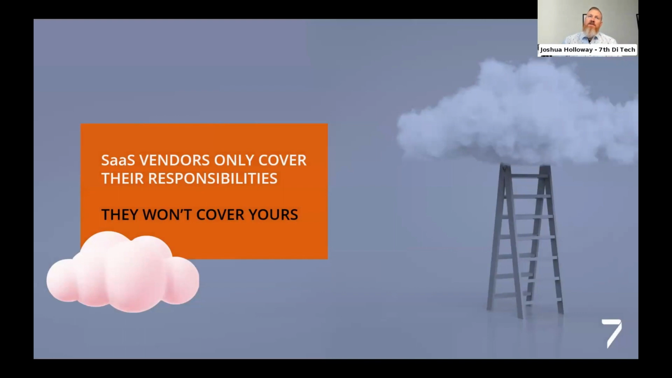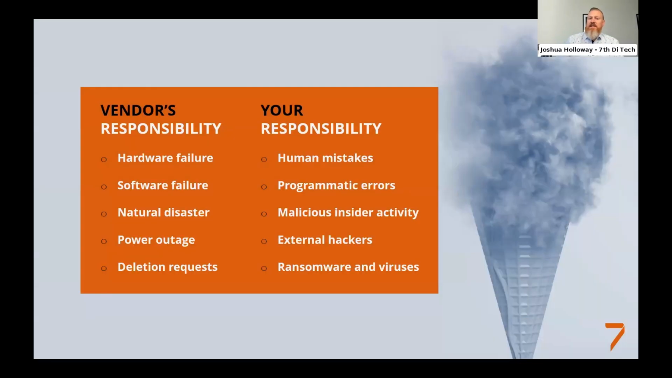So going back to the SaaS providers and what they cover, right? They'll typically list out their responsibilities. I have a list here for you. It's hardware, software within their cloud. They control, they build. Natural disaster, obviously, we're understanding that right now with the hurricanes down in Florida. I'm already seeing IT companies reach out to the rest of us, and seeing what we all can do to help them out in their time of need. Power outages and deletion requests. That's it. That's all they cover.